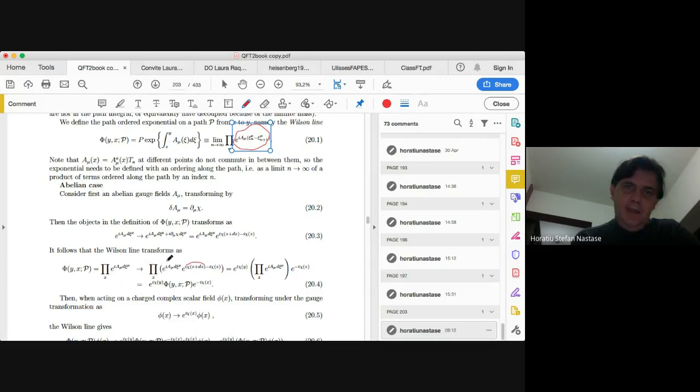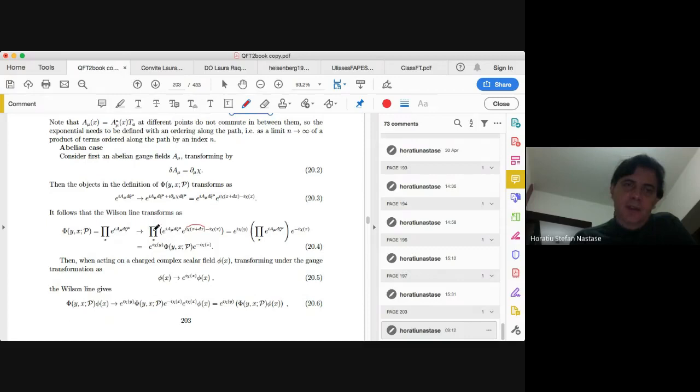So all the intermediate points, the intermediate gauge transformations along the path, will cancel. And the only thing that we will be left with is exponent i chi of y, the endpoint, to the left, and exponent minus i chi of x, the initial point, to the right. So the transformation of the Wilson line with initial point x, final point y, and path p is with exponent i chi of y to the left and exponent minus i chi of x to the right.